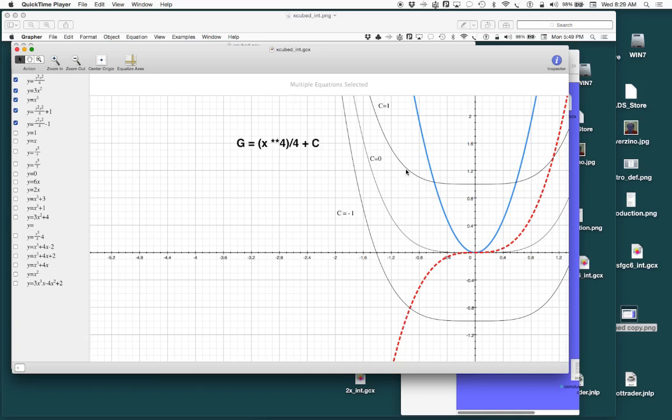Take this point here, whatever the slope is, let's say the slope is negative. Go down here, it's negative. Go down here, it's negative, and it's the same negative. So any one of them generates this. So there's a family of curves. X to the 4th over 4 plus c generates the family of curves, which generates this x cubed. No, x cubed.